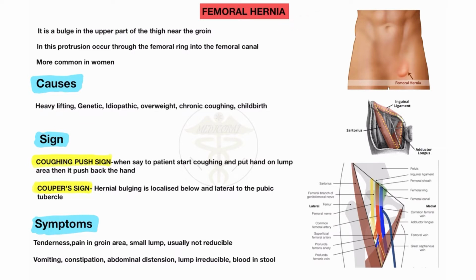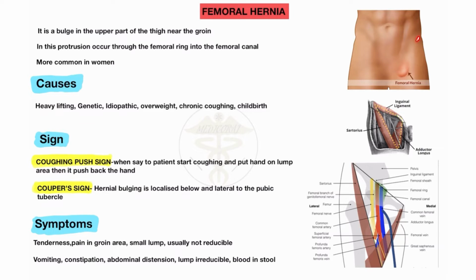So, it is a bulge in the upper part of the thigh near the groin region. Here you will see the bulging occurs in the upper part of the thigh. This is the thigh region and the upper part of the thigh near the groin region. I will also explain how you differentiate between an inguinal hernia and a femoral hernia, because most of the time we do not differentiate between the inguinal and femoral hernia. In the diagnosis, I will explain how you will differentiate whether the hernia is femoral or inguinal.